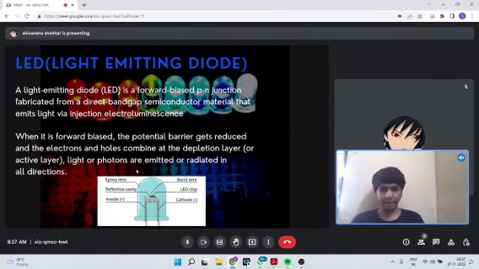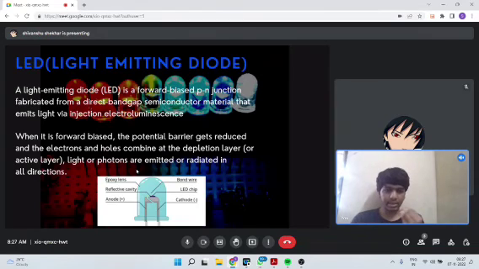Right, light emitting diodes. As you can see in the photo here, a light emitting diode is a forward biased PN junction which is fabricated from a direct bandgap semiconductor material that emits light by electroluminescence. As you can see in the diagram below, there is a cathode and an anode, a bond wire, an epoxy covered lens and a reflective chip.